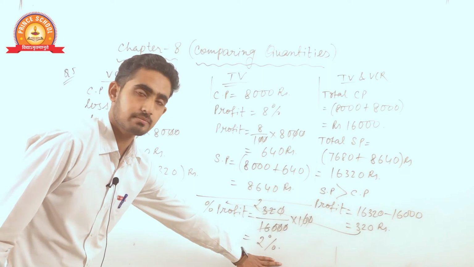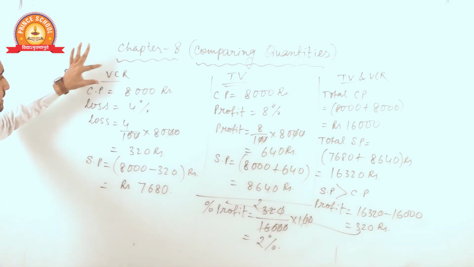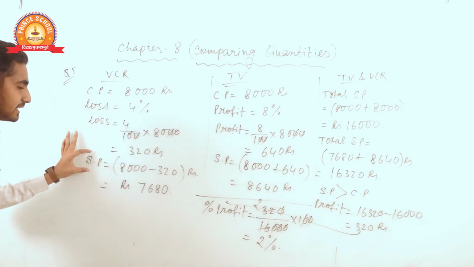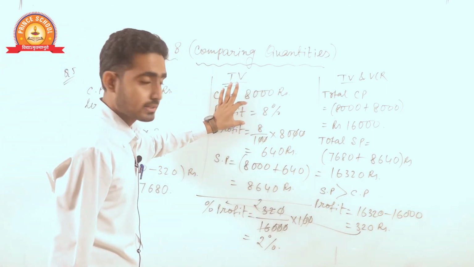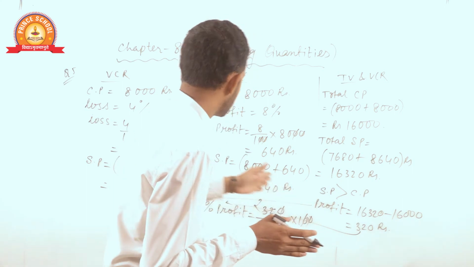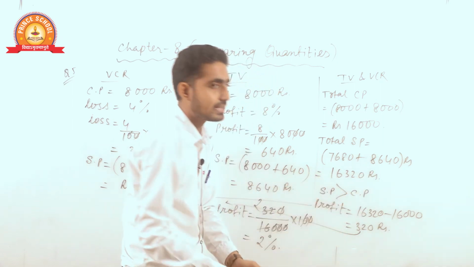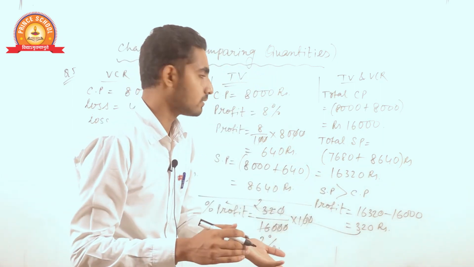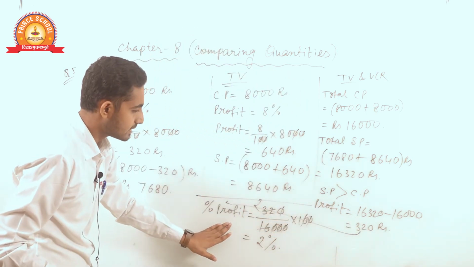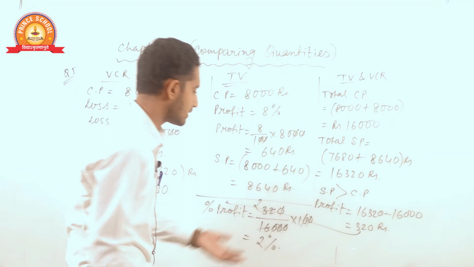I hope all of you understand this question. Again I will tell you from the first. In your question, the cost price is given and loss is given for the VCR, we have to find the selling price. Again when profit is given, then find out the selling price. Now the overall percentage of profit or loss. When you find out total selling price and total cost price, then you can easily find out whether it is profit or loss. So profit is equal to 320 rupees. Now percentage of profit is equal to profit upon cost price multiplied by 100, and your answer is 2%. That is your complete answer.